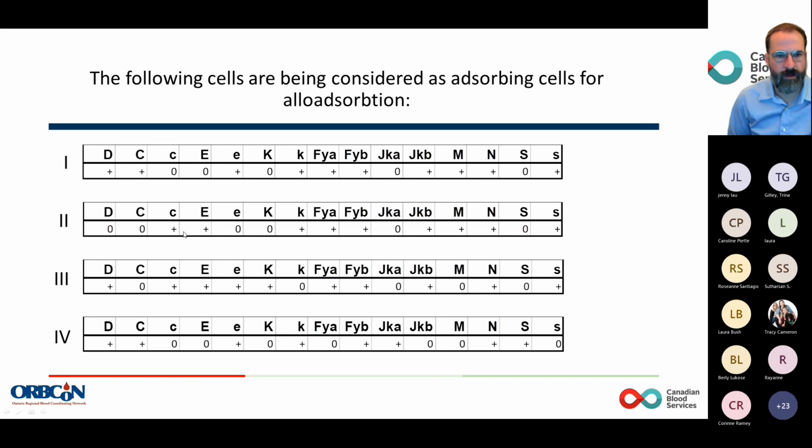All right, so getting into alloadsorptions now. We have a few cells that are being considered as possible adsorbing cells for alloadsorption. The goal of the alloadsorption here is to try and remove the autoantibody to help guide selection of RBCs. And we have these 4 cells that we're considering for alloadsorption.